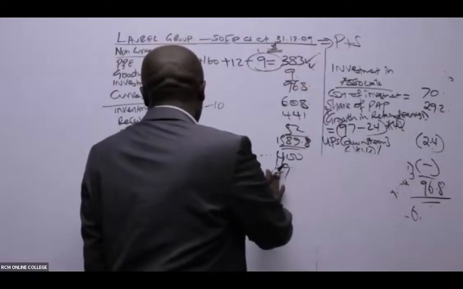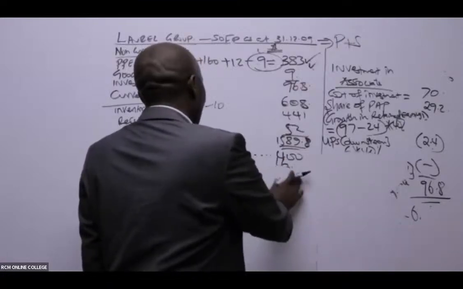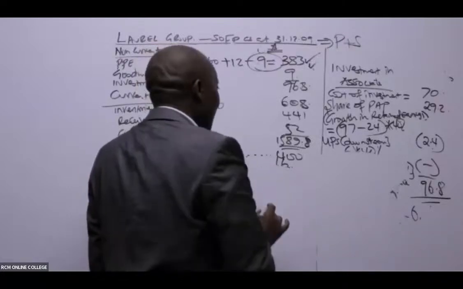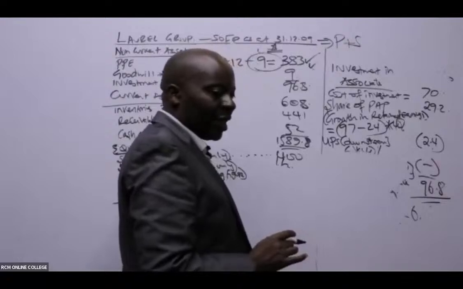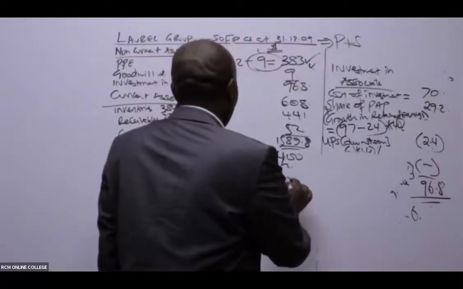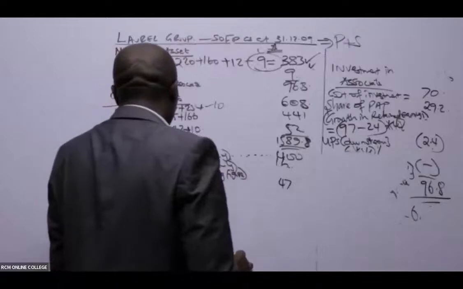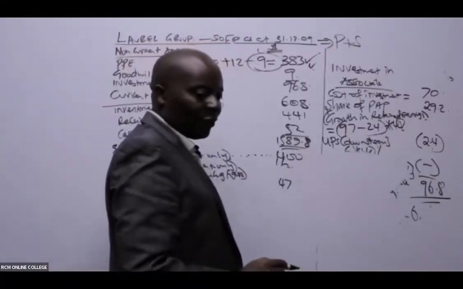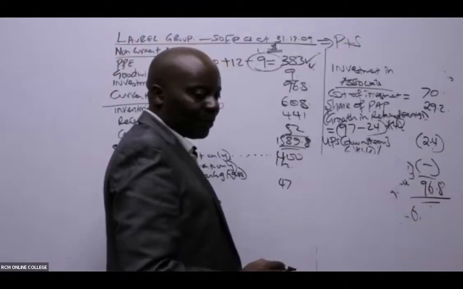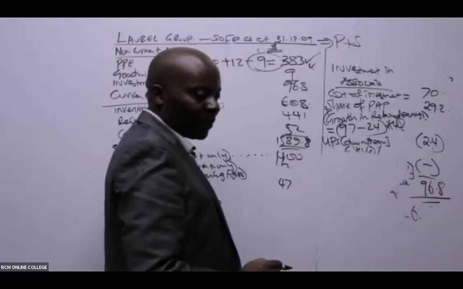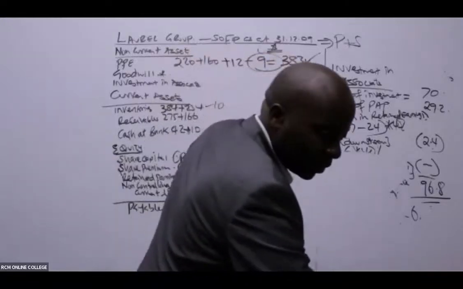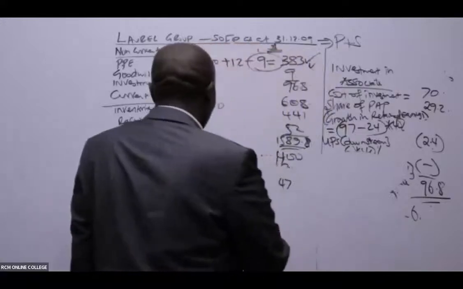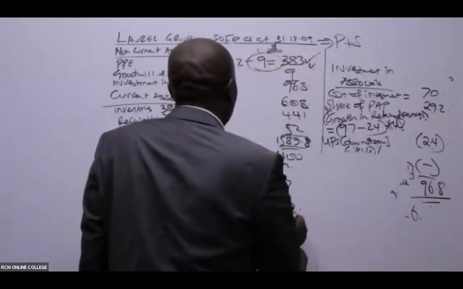Retained earnings will be working. How about the balancing figure? How about non-controlling interest? You are giving me NCI 47. And then how about payables? Payables, 800.